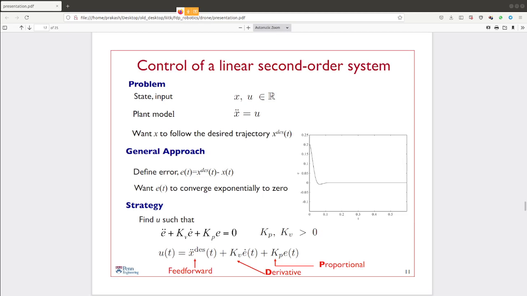So Kv should be equal to 2 times the root of Kp. That's the critical damping. If we choose the Kp and Kv values such that they satisfy that condition, then yes, it will reach the equilibrium condition or the desired position at a very fast rate.